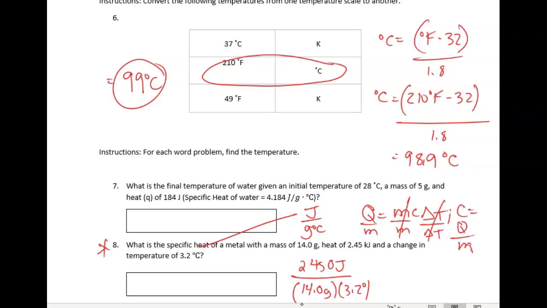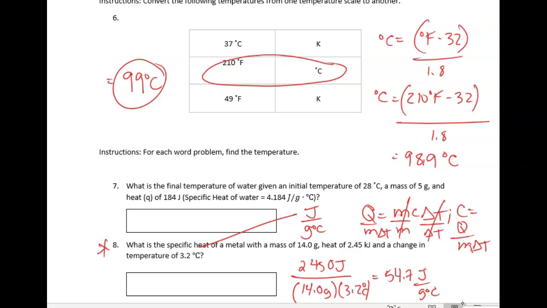C equals Q. There it is. I didn't divide both sides by delta T. Did you see that? There it is, delta T. Both sides you've got to do it for. C equals Q over M delta T. Joules per gram degrees Celsius. And when you punch that in, I did that in advance somewhere, 2450, we get 54.7 joules per gram degrees Celsius.